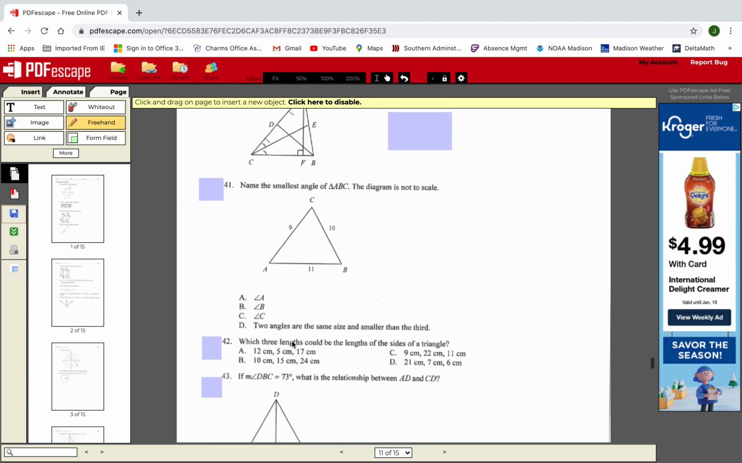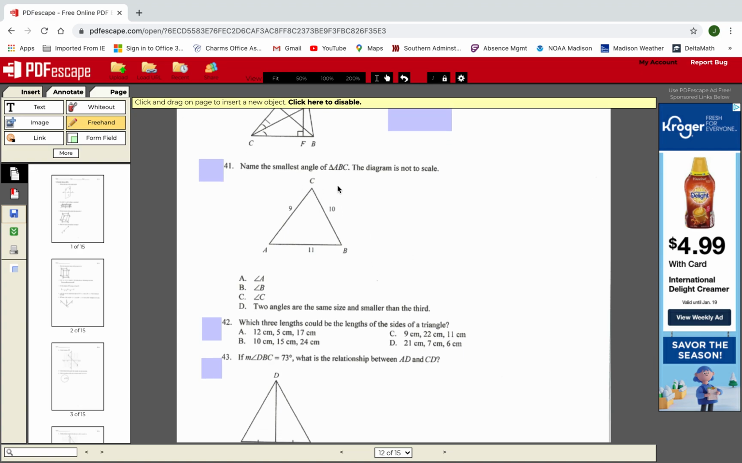Flipping over, we're going to look at 41 and 42. We are now into chapter 5 review. Okay. So 41 wants the smallest angle of triangle ABC. Remember, smallest across from smallest, biggest across from biggest. Make a note of that. Now this wants the smallest angle, so we want to look for the shortest side. The shortest side is 9. 9 is on AC. The angle across from that is the other letter, which is B. So B is the smallest angle.